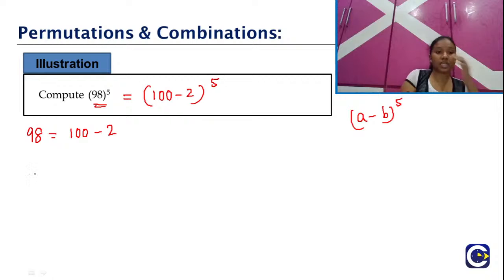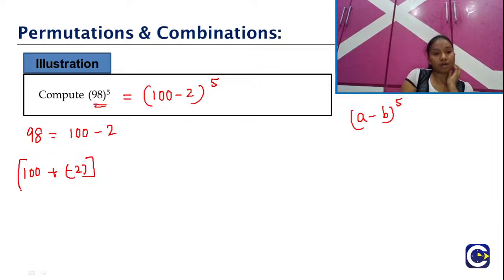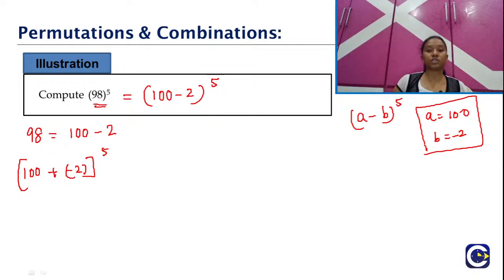Which means here we can apply our expansion. That means this will be (100 + (-2))^5, which means the a value is equal to 100 and the b value is equal to -2. So that's how we are going to do it. So let's now do the expansion of this.